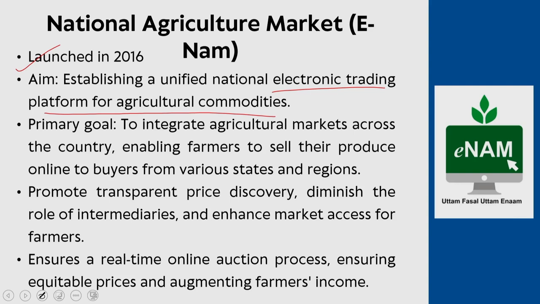So under this National Agriculture Market, farmers can register on the platform and list their produce along with details regarding both the quantity and the quality. Now this is important because both the quantity and the quality are taken care of by such a scheme. So traders, processors, buyers, all the important stakeholders can access this information and participate in bidding for agriculture commodities. So the platform facilitates a real-time online auction process, ensuring an equitable price, and it, no doubt, augments the farmer's income. So this is the underlying benefit of the National Agriculture Market.